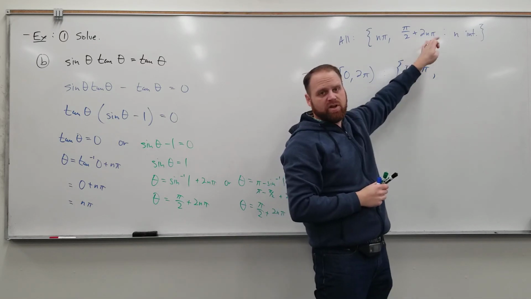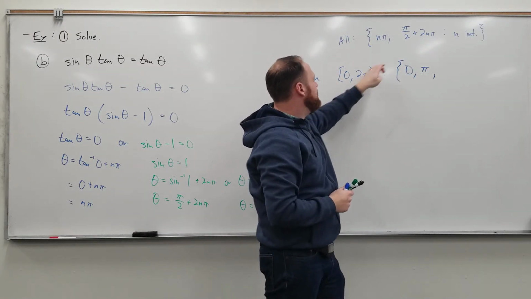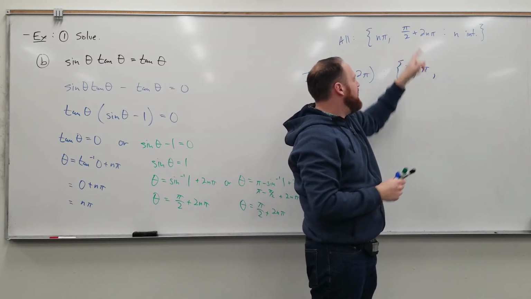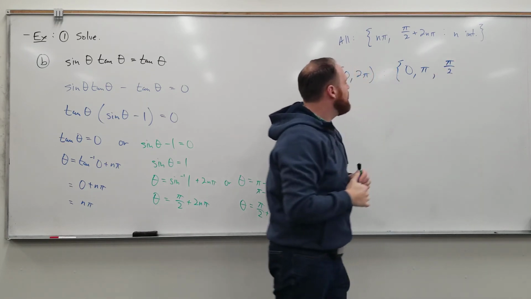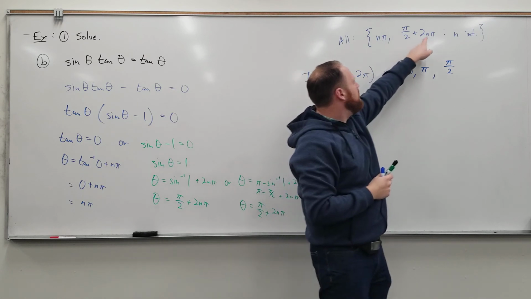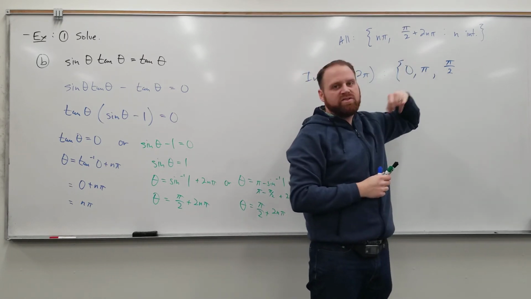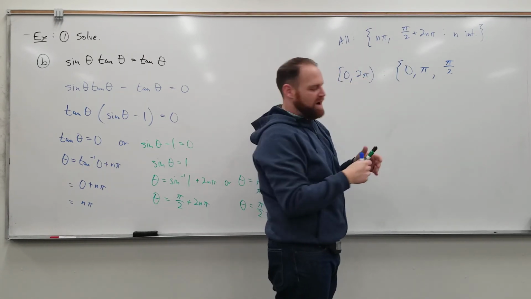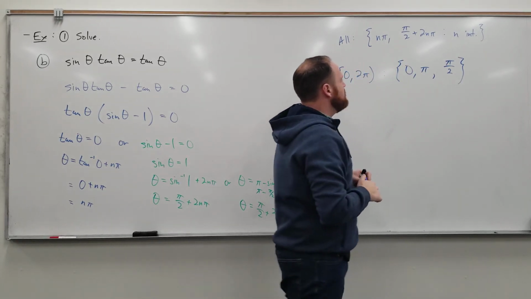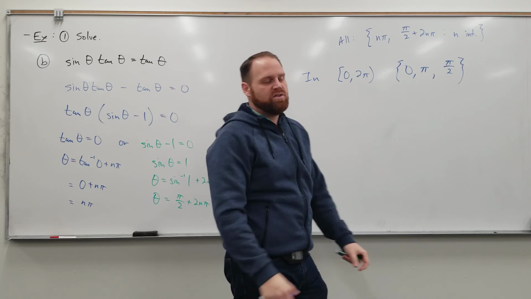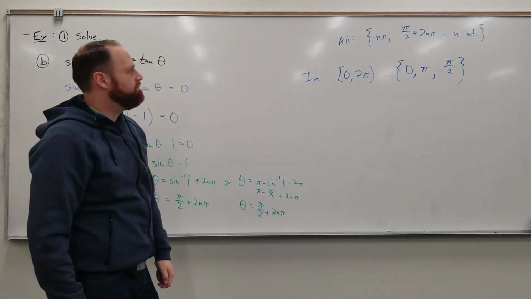And then I do the same trick over here. If I plug in 0 for n, I get pi over 2, and that's going to be in the interval. If I plug in 1 for n, I'm going to get pi over 2 plus 2 pi. That's going to be bigger than 2 pi, so that's gone too far. Okay? So those would be the solutions that live in the interval from 0 to 2 pi.